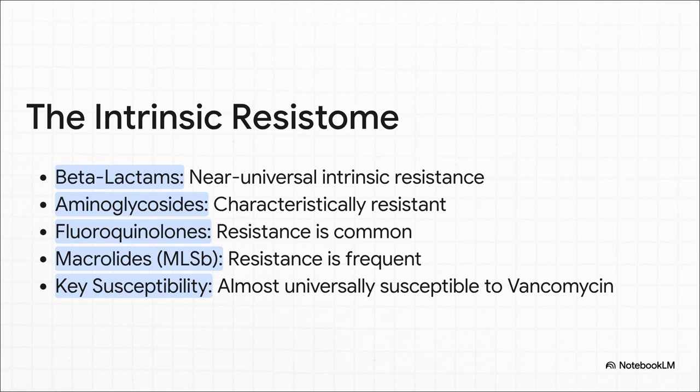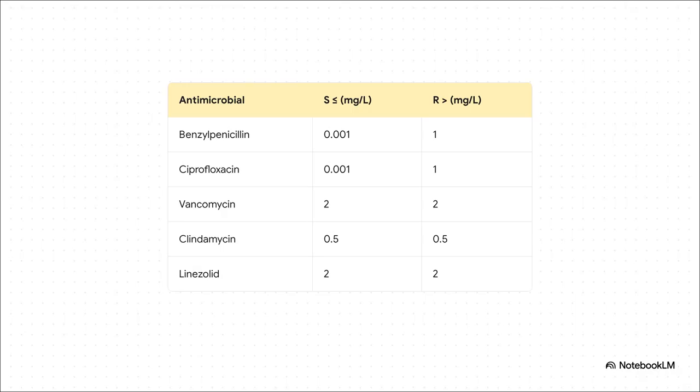So what's our ace in the hole? The glycopeptides. It is almost universally susceptible to vancomycin, and that is precisely why this drug is the cornerstone of therapy. And for all of you performing AST in the lab, these are the current EUCAST breakpoints that are so critical for guiding therapy. You can see the breakpoints for drugs like benzylpenicillin and ciprofloxacin are incredibly low, which just reflects the fact that you almost never see a wild-type susceptible isolate.